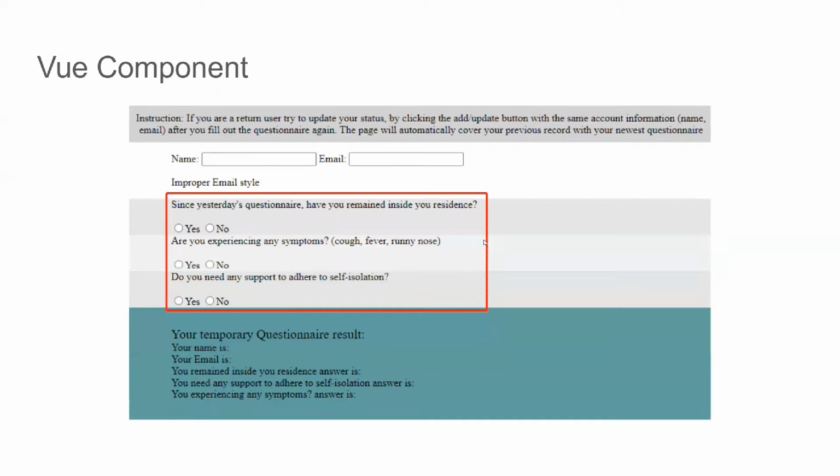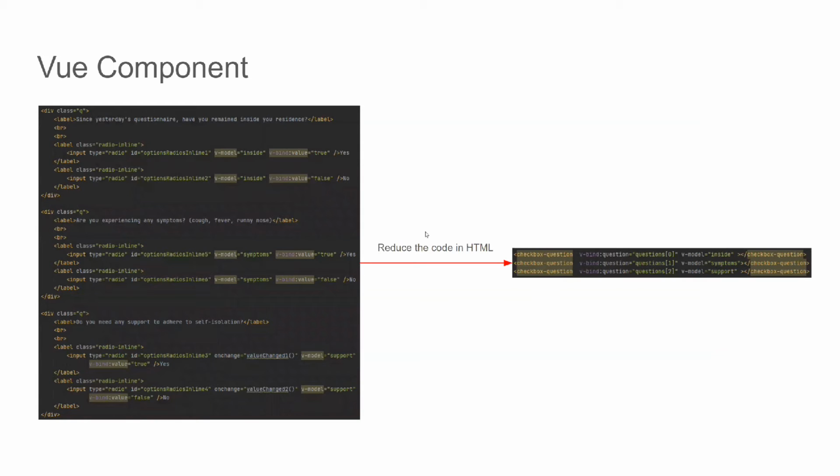On the next page, you can see a screenshot of our project. In the question part, there are 3 yes or no questions which have the same format and functionality. We can see how Vue component simplifies the code. Before applying the Vue component, we need to write a group of HTML elements for each question and its options. After applying the Vue component, each question can be displayed by a checkbox question element. So in HTML, we can reduce the bunch of code on the left side to the third line of code on the right side.